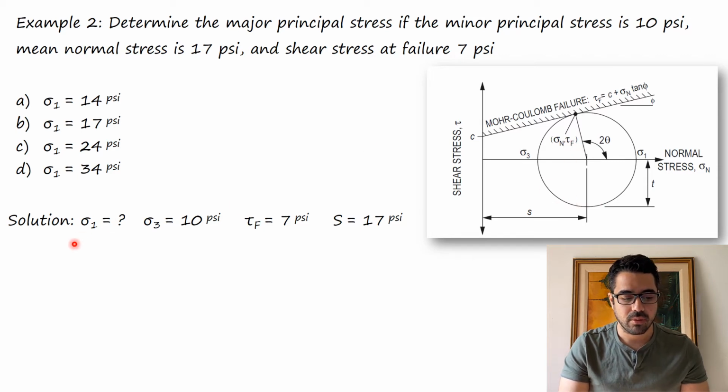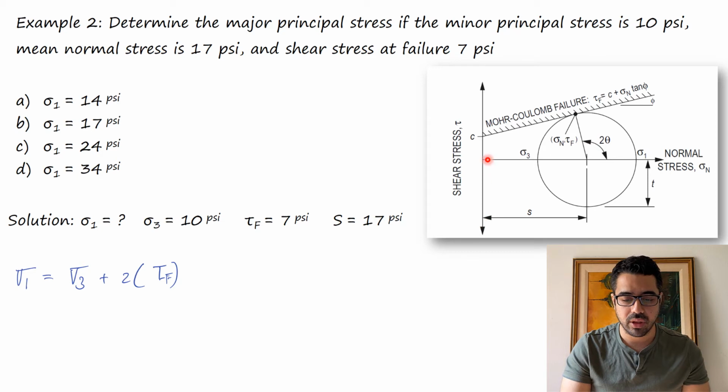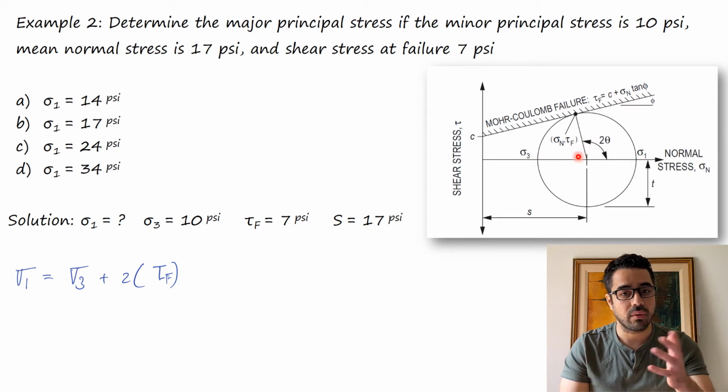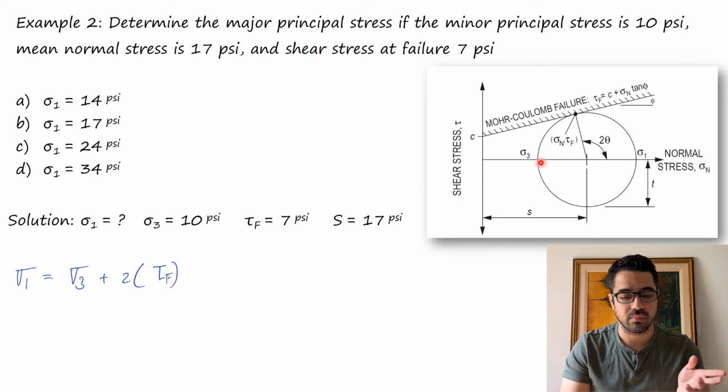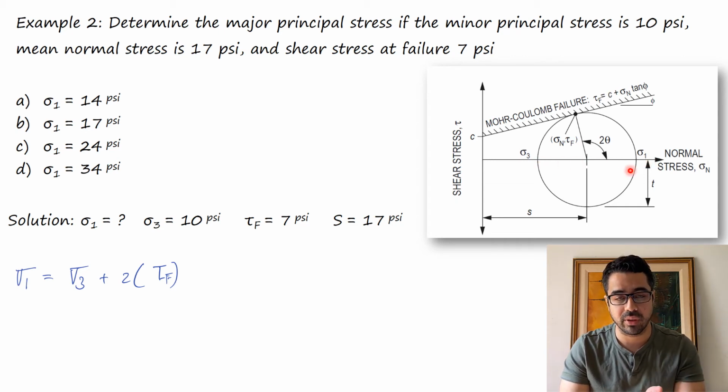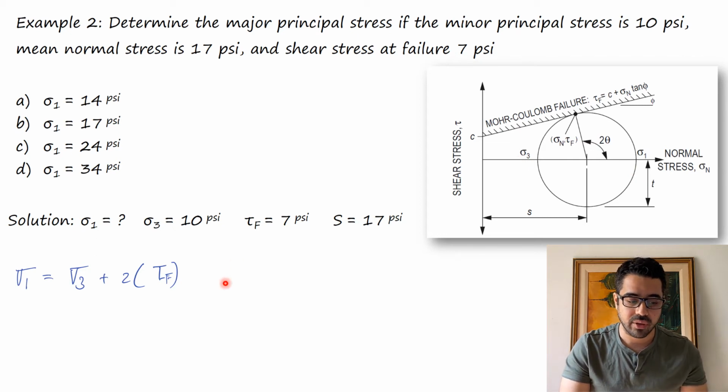So for sigma 1, there are basically two ways we can solve this, since we have quite a bit of stuff given. The first way: sigma 1 is equal to sigma 3 plus 2 times tau failure. Sigma 3 basically is going to give us from here to here, as we said, right? And then we need the entire diameter of the circle. But we know tau at failure is the radius, so times 2 will give us the diameter, right? And then we add that to sigma 3. So everything is given.